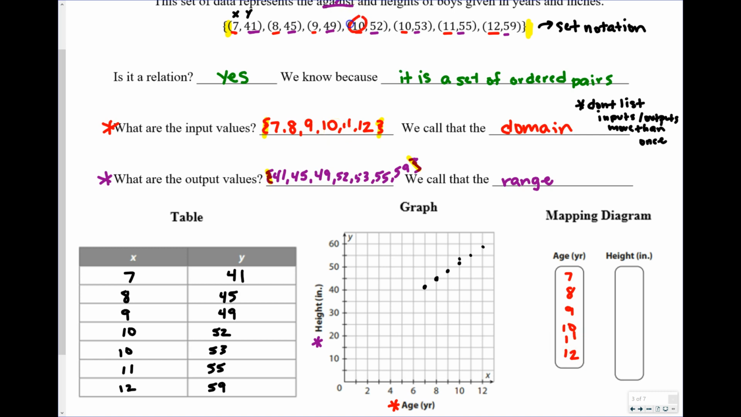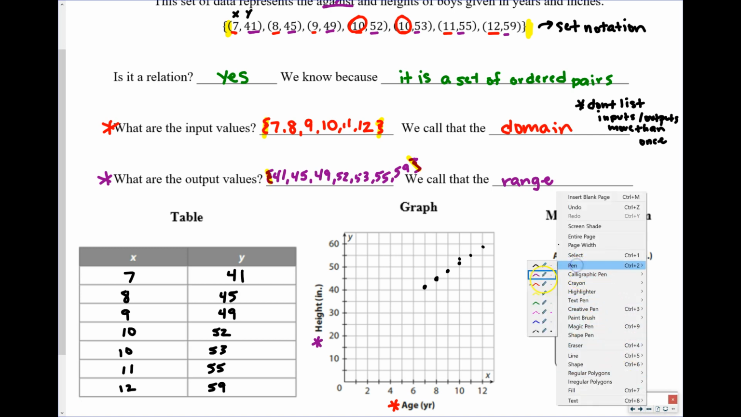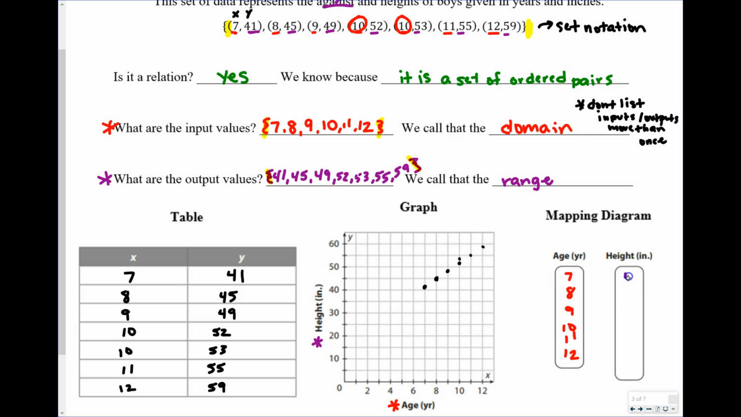See how I've still got 10 listed twice up here? You only list it once in the mapping diagram. You only list it once in the domain. In the table, you have to list it twice to show it's two separate points, but in mapping and with domain, you do not need to do that. I know that's confusing, but that's just something you might have to practice to remember. Okay. So input values go there, and then output values are going to go with the height, and they're going to be listed the same way. Again, we don't repeat numbers if there were any to repeat.